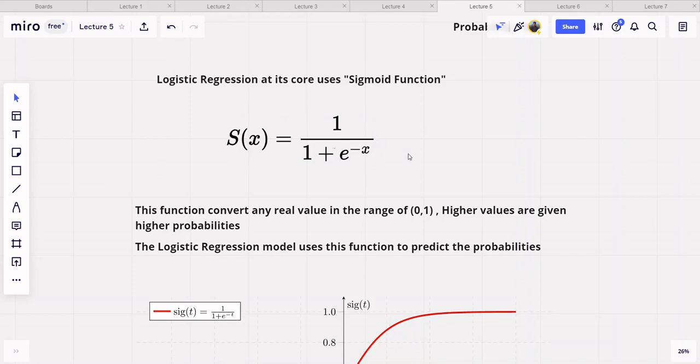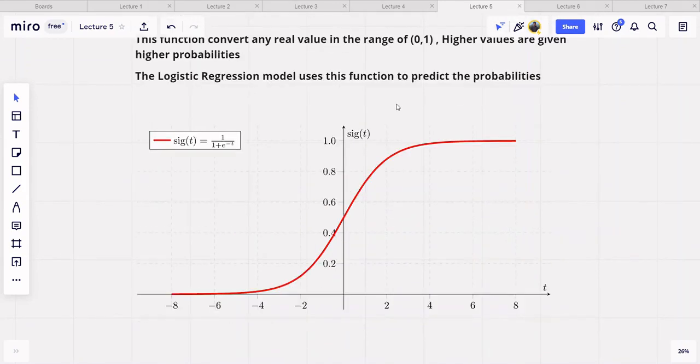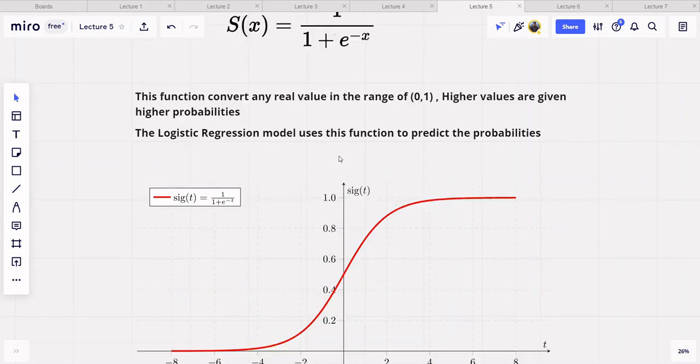Now, if you give any higher values, it will output higher probabilities, and if you give any lower values, it will output lower probability. So the sigmoid function is at the heart of logistic regression. If you look at the curve of this function, it will look something like an S. Its range is between 0 and 1, which is the same range as probability. So whenever we want to output probabilities in any machine learning model, we mostly use the sigmoid function.